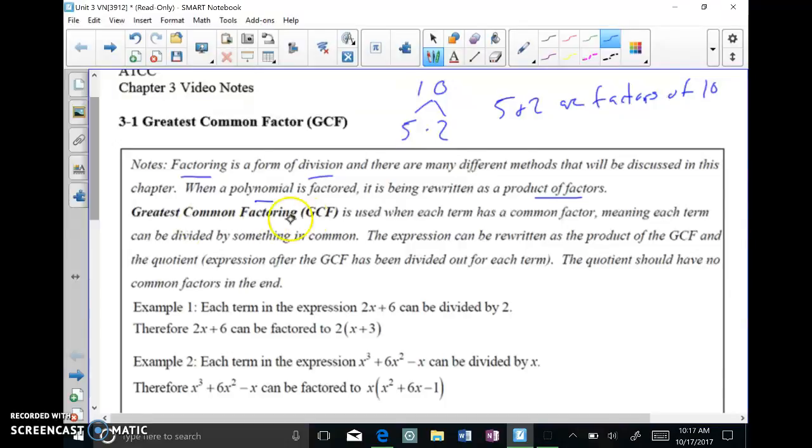So greatest common factoring, which we abbreviate as GCF, and that's what we'll probably call it from now on, although it doesn't really make sense because the F stands for factoring. So it's just GCF, is used when each term has something in common. I mean, the C stands for common, so it's common factoring. And what we mean by that is everything in the polynomial has something that it can all be divided by. And so you could divide everything by that something, that common factor.